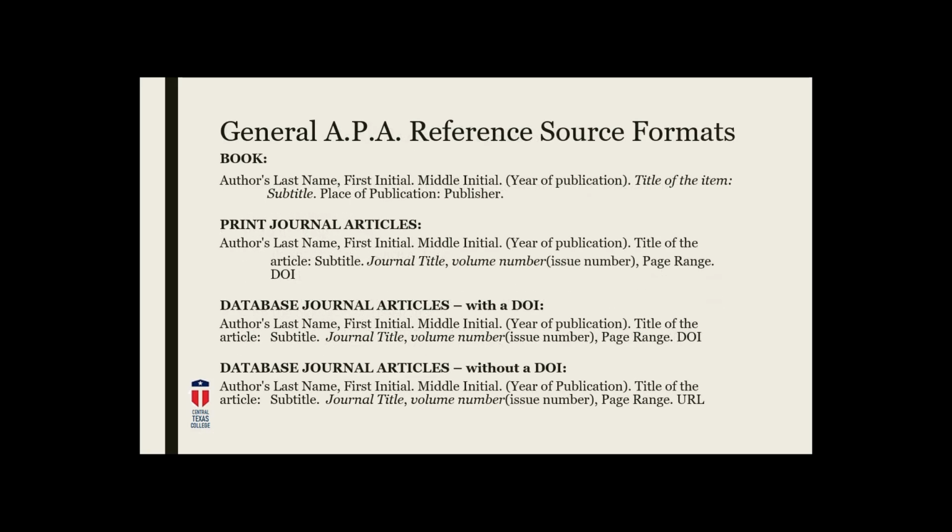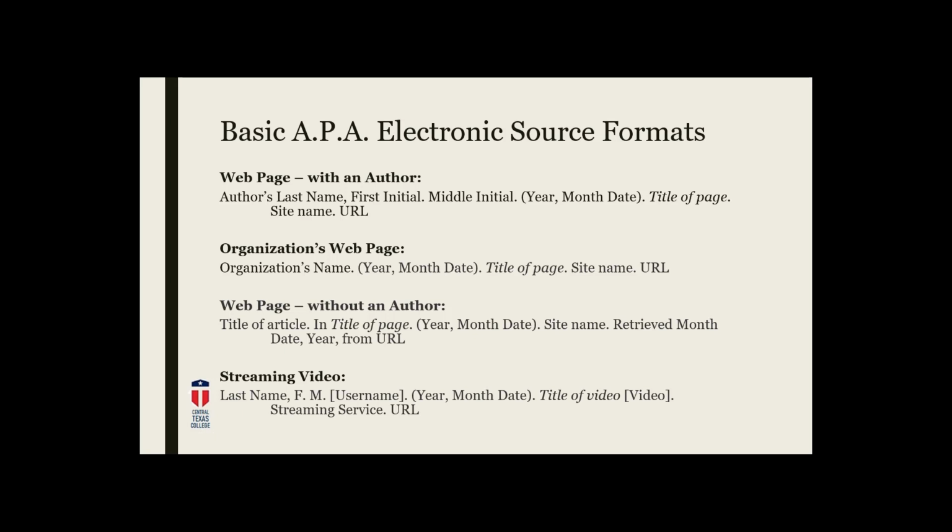For listed sources, capitalize only the first word of the book or article titles, subtitles, and proper nouns. For journal articles, provide the Document Object Identifier, or DOI, after the article's page number range. For electronic articles without an assigned DOI, provide the article's URL. The basic format for electronic sources is the author's last name, followed by their first and middle initials, the publishing date in year, month, day order, enclosed in parentheses, the title of the item in italics, the site name, and then the URL.